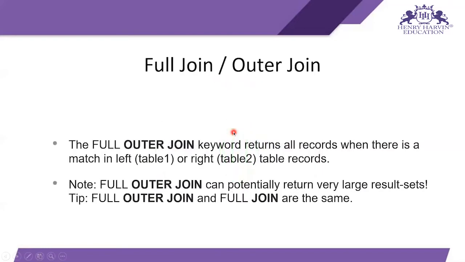Next comes the full, or you can say the outer join. The full outer join keyword returns all records when there is a match in the left table 1 or the right table 2 records. So here it says that it combines all the records of both the tables and gives you a new table based on both of those table 1 and table 2 records.